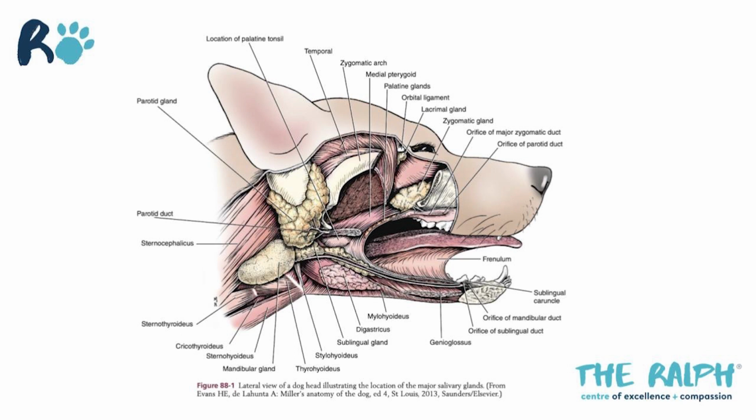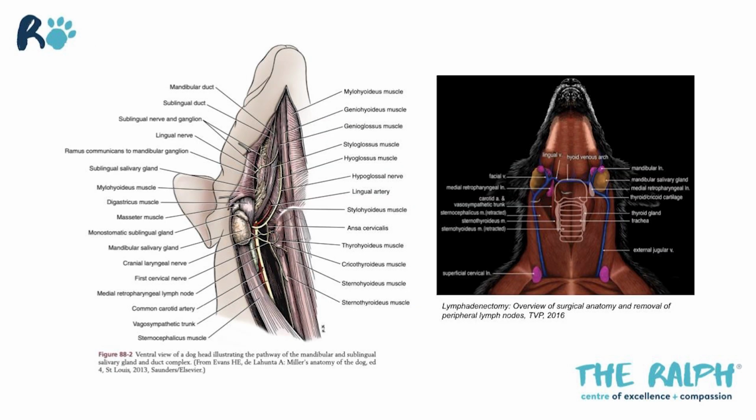Then their ducts, the sublingual and the mandibular, they travel cranial to empty at the sublingual caruncle, cranial to the frenulum. I thought these pictures give us a very nice idea of where exactly these glands are located, the complex mandibular sublingual salivary glands.